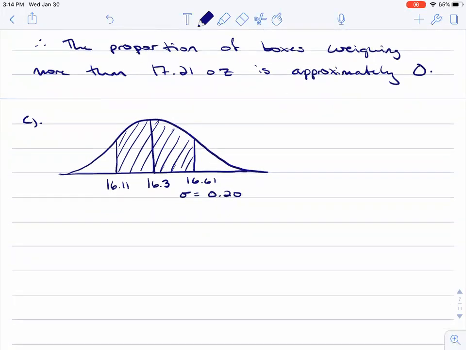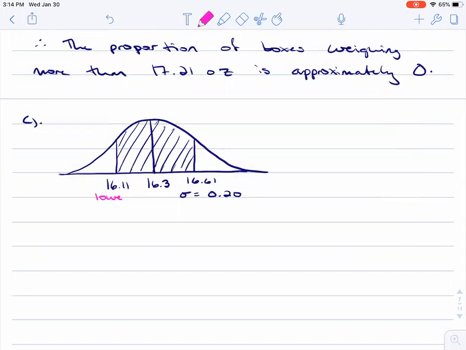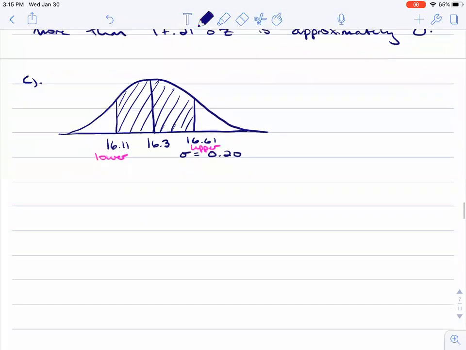What I'm going to do, just so you can generalize it for later when you're doing these problems, is call this little guy the lower, and this one the upper. You could specify them by 16.11 and 16.61, but now when you look back and you say, okay, there's a lower and an upper, hopefully it'll make more sense.